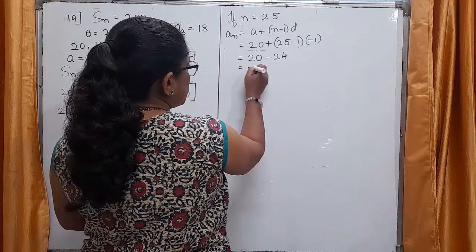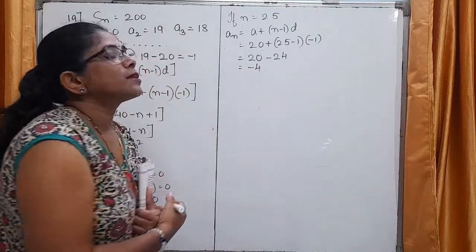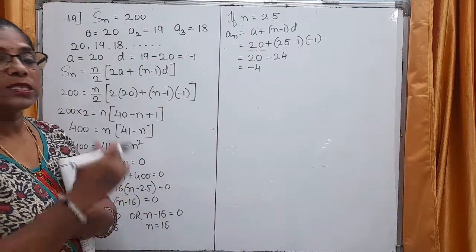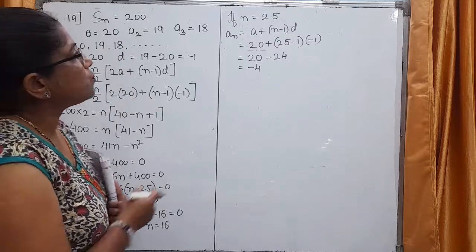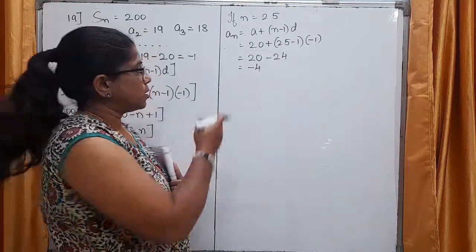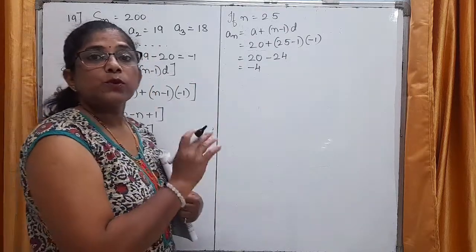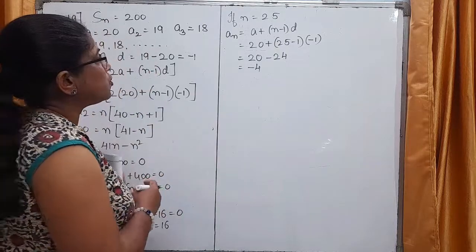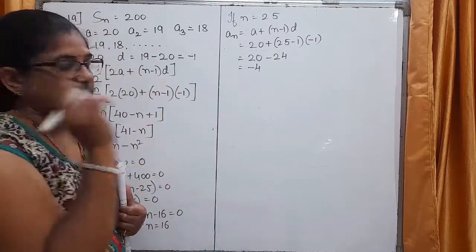20 minus 24, we get minus 4. And this is not possible because this nth term is going to give us the number of logs in the topmost row. And here the value comes minus 4, which is not possible. So number of rows cannot be 25.